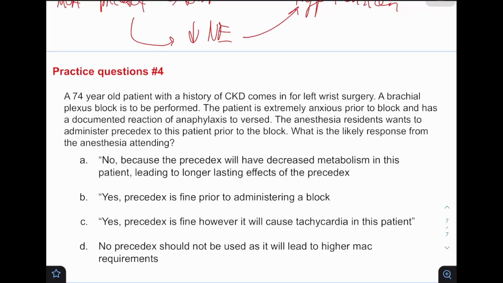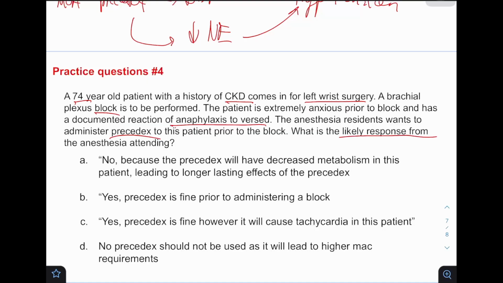Now, this is the last question, a little bit longer than the other ones, but let's go right through it. So this is a 74-year-old patient with a history of chronic kidney disease coming in for left wrist surgery. A block is to be performed. The patient is extremely anxious prior to the block and has a documented reaction of anaphylaxis to Versed. Versed is also midazolam. So the anesthesia resident wants to administer Precedex to this patient prior to the block, most likely for a little bit of anxiolysis, a little bit of sedation prior to the block.